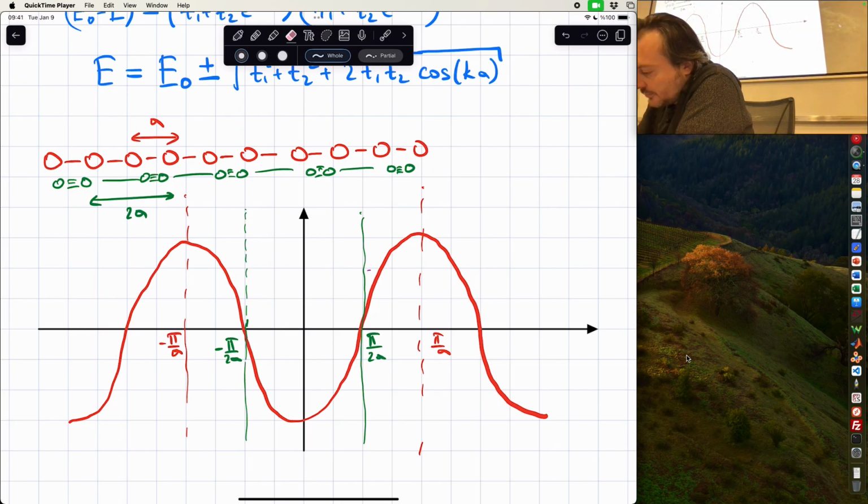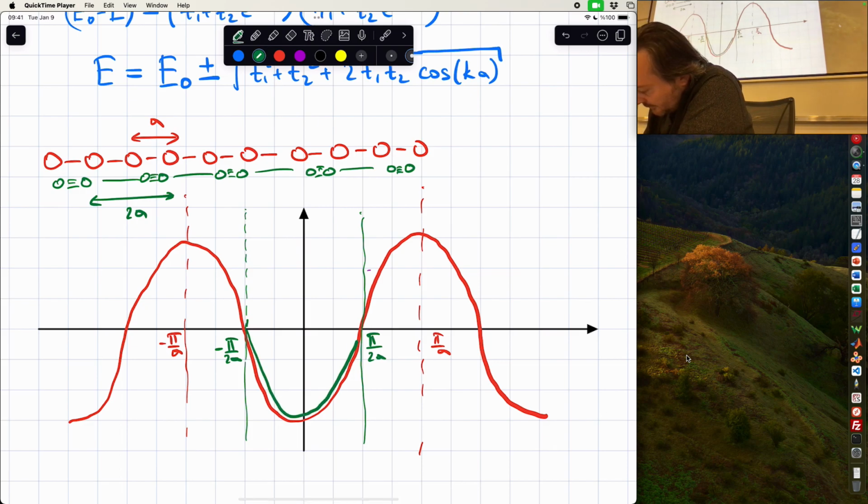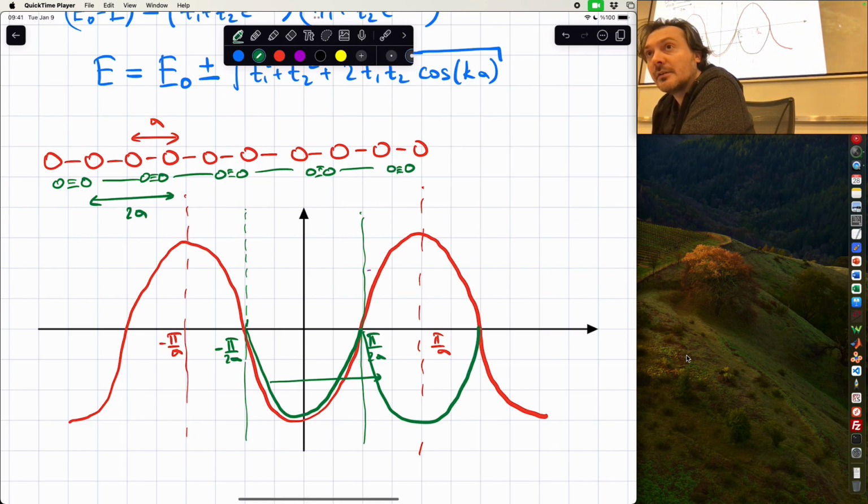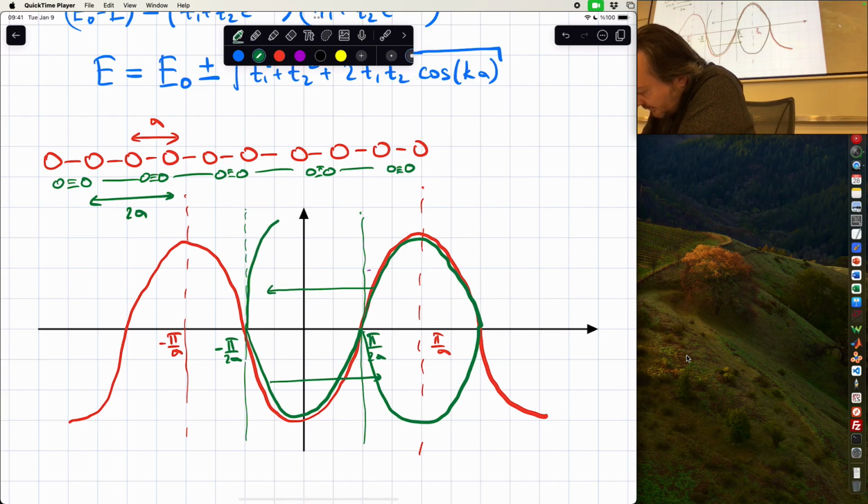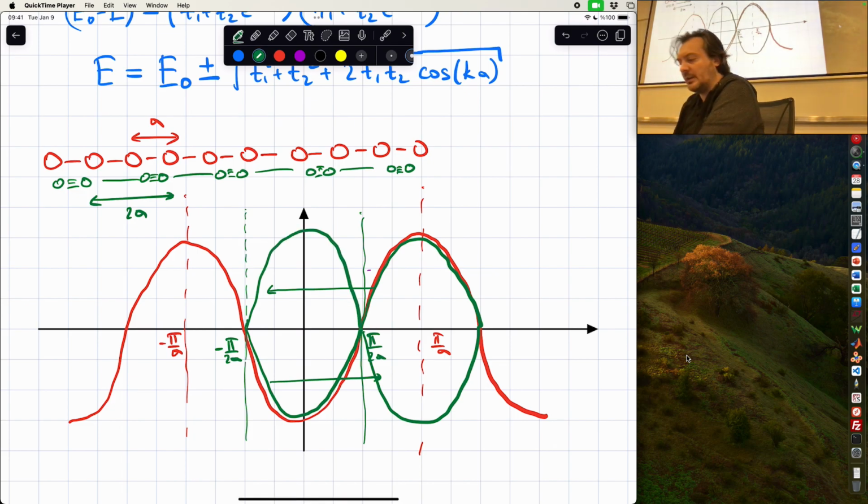So what are you going to get? Let's say this one should repeat every pi over a. So I move it by pi over a, which means that it just repeats over here, okay? And then I have another one here, and I move it over there. Let's say I move it over here. Oops. Has to be like this.